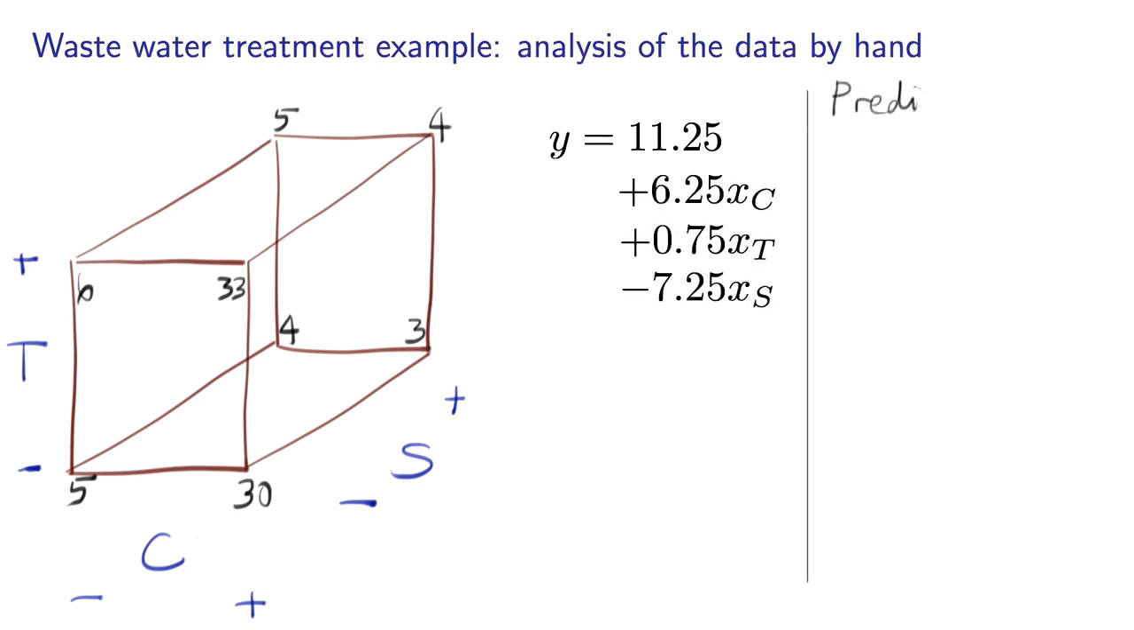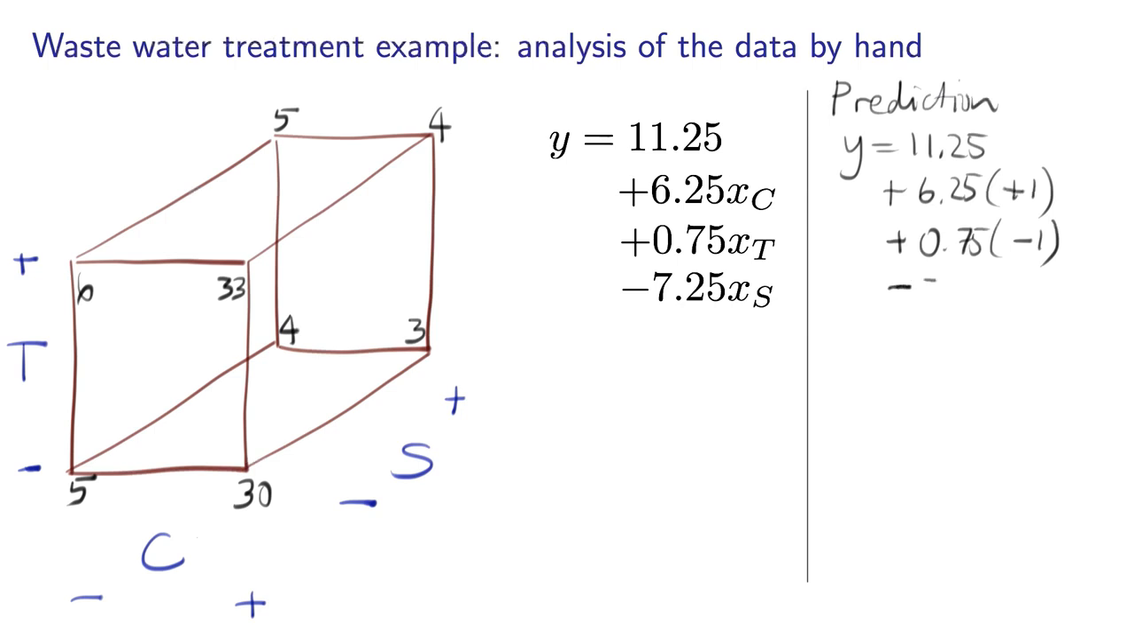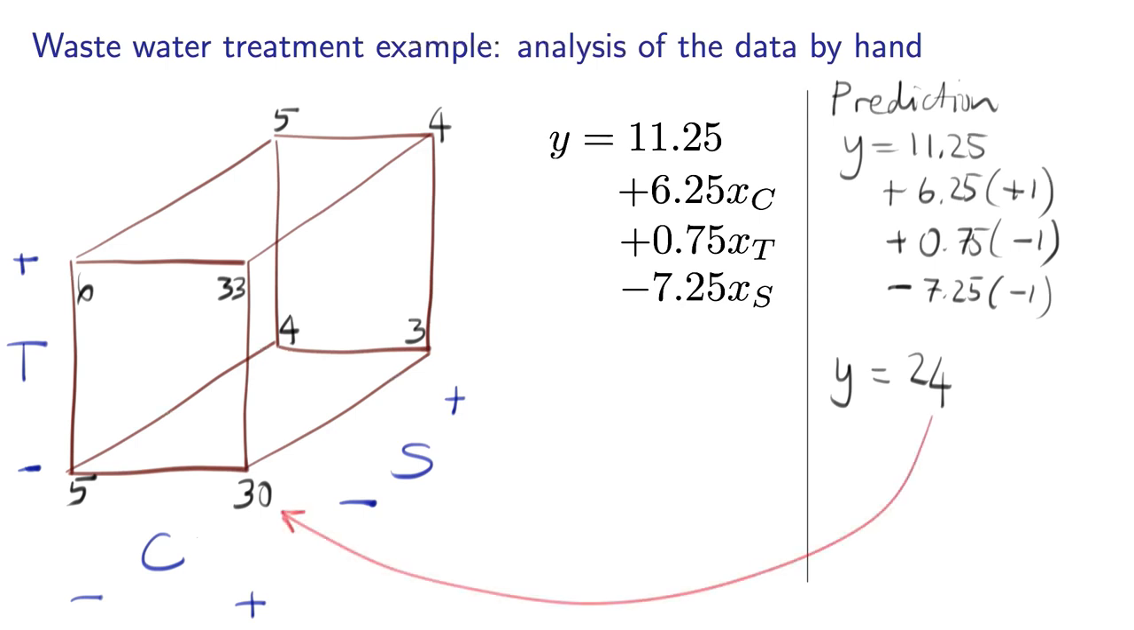Let's see how we can use this model to make some predictions. Consider the situation where we're using chemical Q. In other words, XC is coded as a value of plus 1. Let's use low temperature. So XT is coded as minus 1. And also, let's use low stirring speed. So XS is minus 1. The predicted value is 11.25 plus 6.25 minus 0.75 plus 7.25. That's a value of 24. That's quite a bit different to the value of 30 pounds, which was actually recorded.